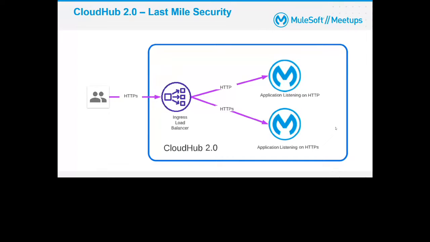The second point is a little bit confusing. Can you please repeat? The external person coming to the load balancer on HTTPS, right? If you see that diagram, you cannot make it HTTP.